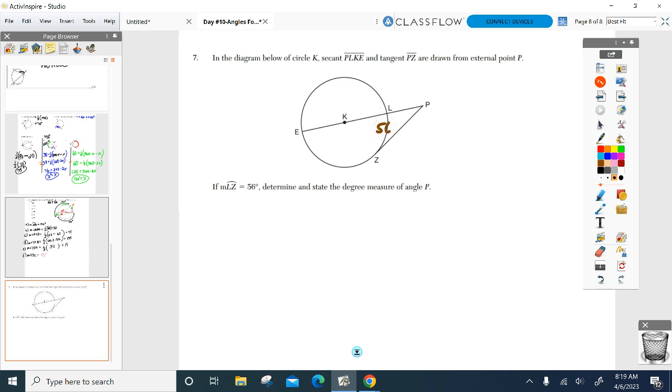LZ is 56 degrees. Find angle P. And it also says that's circle K, remember, circle K, so K is the center. Is it inside or outside? Okay, you guys should know how to find it if it's outside. Two arcs subtracted, right? The major and the minor. You already know the minor is 56. How do you find EZ?